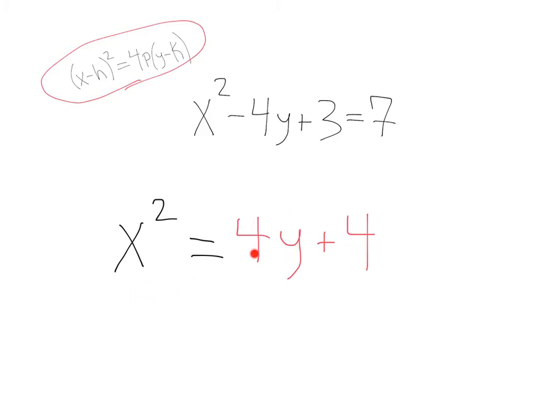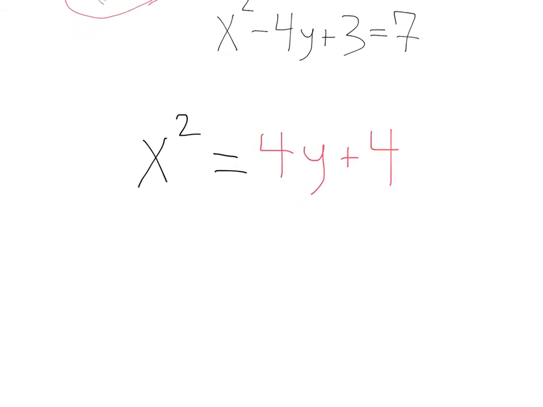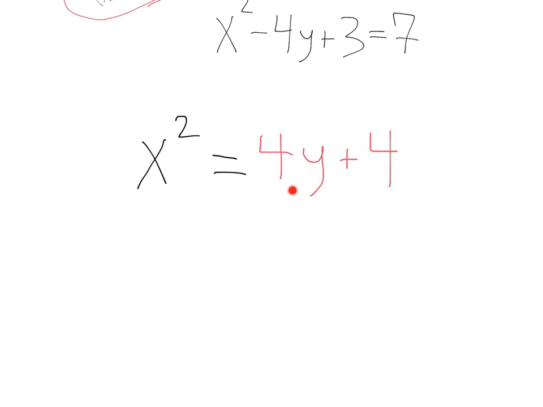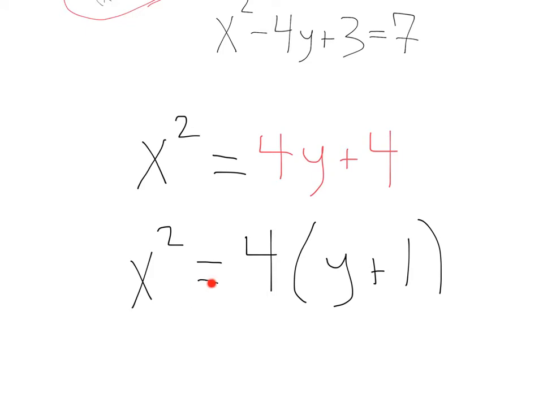I put the 4y here rather than at the end because I know eventually I'm going to want my y term at the left position. Alright, next up, it looks like we've got our x squared term by itself. Now we need this right side, 4p(y minus k), which means we're going to have to factor out whatever's next to this y to get a coefficient of 1. And it looks like we can just pull a 4 from this right side. That's going to give us x squared equals 4(y plus 1), and beautiful, we're done.